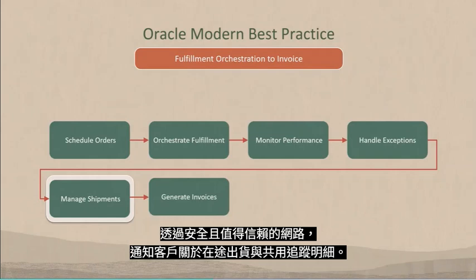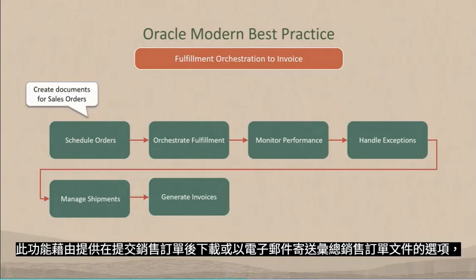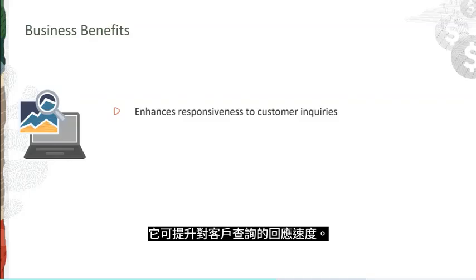This feature enhances the process step, schedule orders, by providing an option to download or email a summarized sales order document after submitting the sales order. Major business benefits of this feature include the following. It enhances responsiveness to customers. The standard layout, including the sales order items, prices, dates, customer details, etc., can be customized if required.